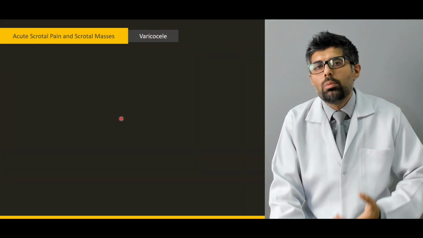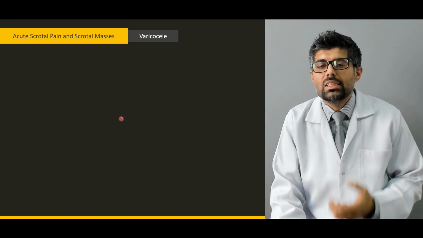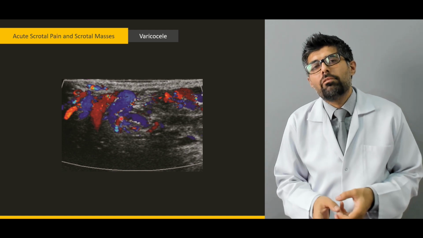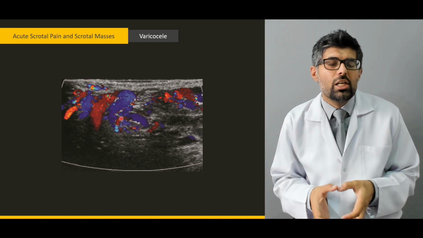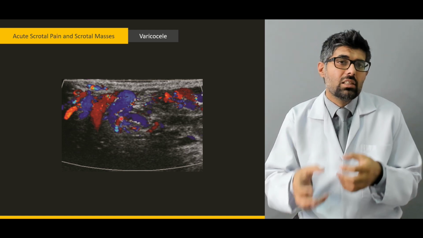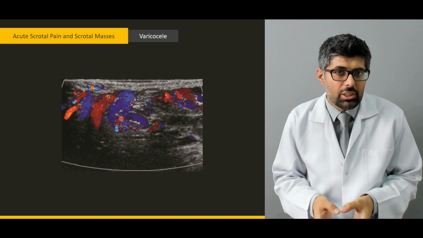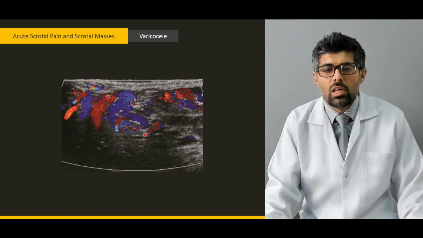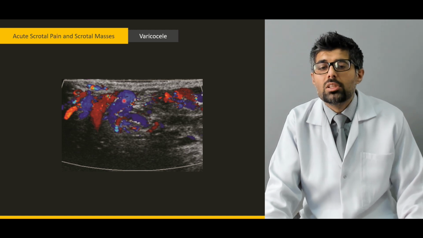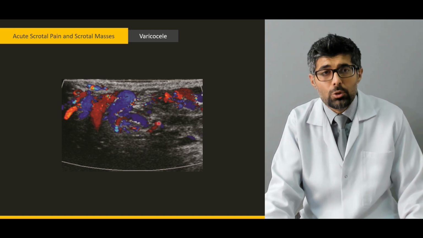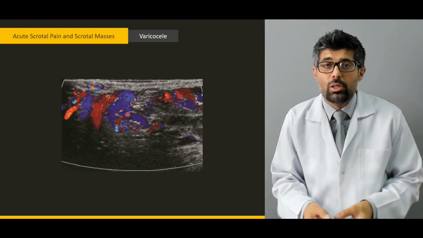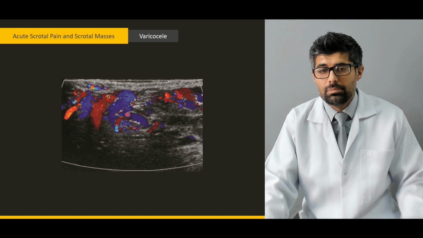Another common problem that we can find in testes is a varicocele. Now, varicocele can be defined as an accumulation of dilated tortuous veins inside the testes. So, on Doppler, if we find a collection of tubular structures which are clumped together, we can easily make the diagnosis of a varicocele in the testes.